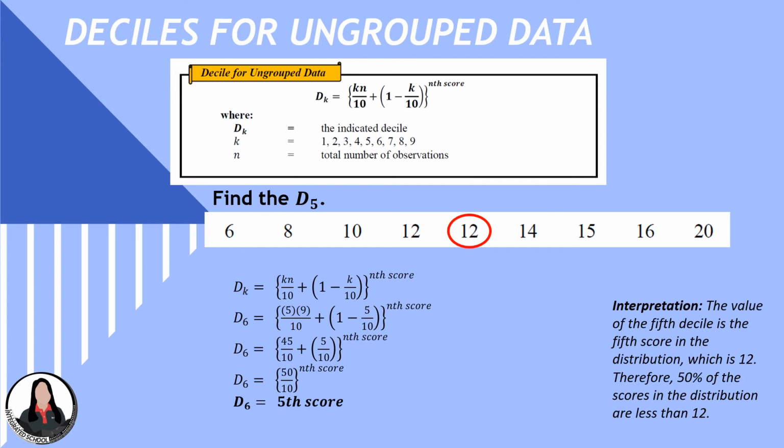Okay. So, like I mentioned earlier, since D sub 5 corresponds to Q sub 2, it also corresponds to the median. Okay. So, the median of this distribution is 12.